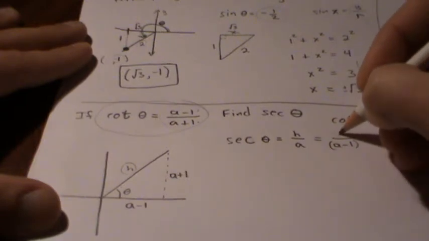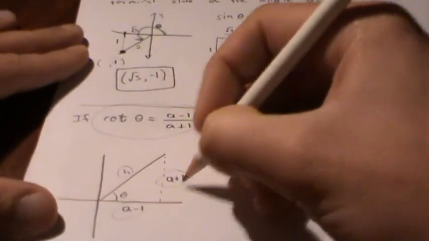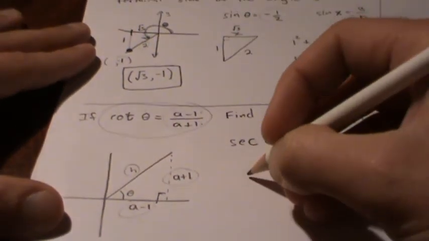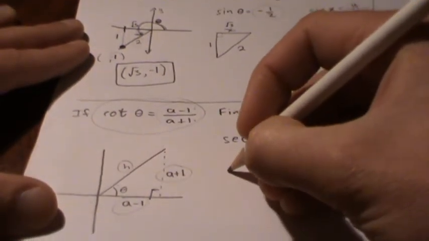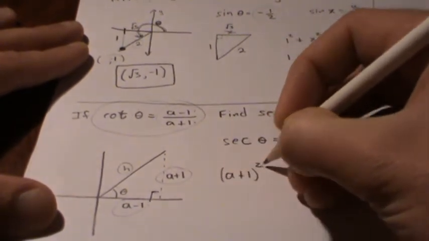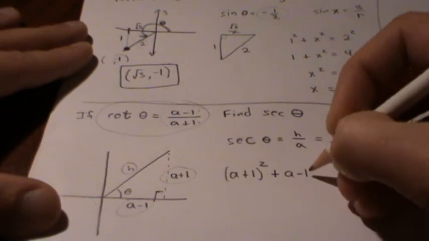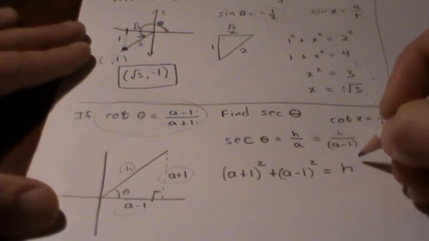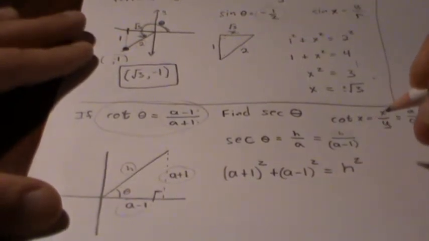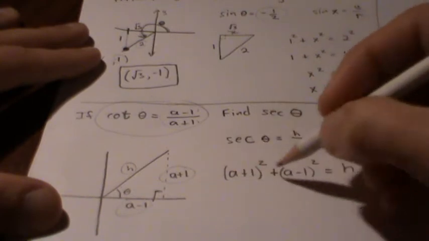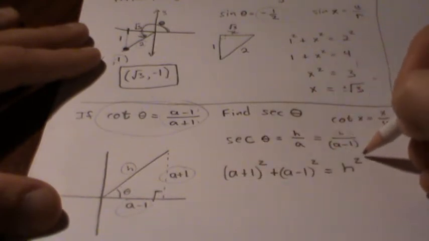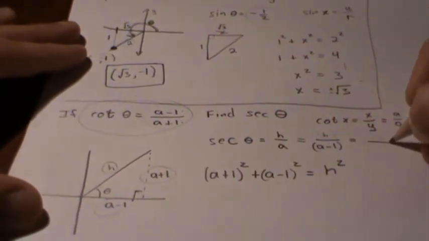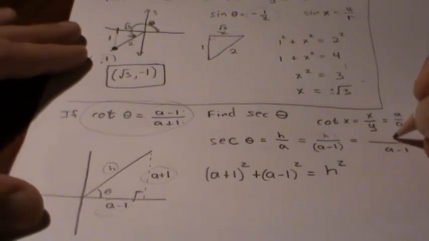And now I have to figure out the hypotenuse. I can figure out the hypotenuse again by using the Pythagorean theorem. So we're going to be using a lot of Pythagorean theorem here. I can figure out the hypotenuse by doing a plus 1 squared plus a minus 1 squared. This is the hypotenuse squared. And so if I basically square root both sides and take this entire thing and place it there, the secant is equal to a minus 1 over the hypotenuse.